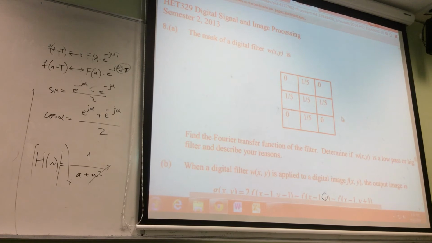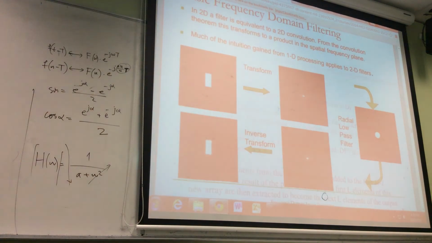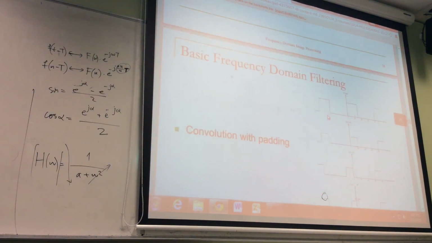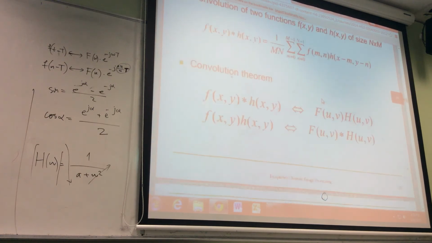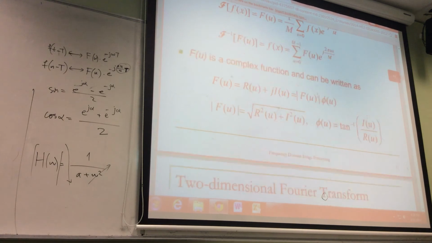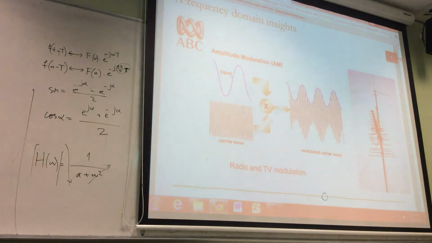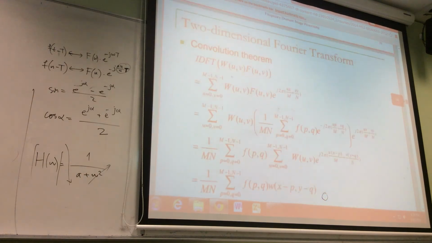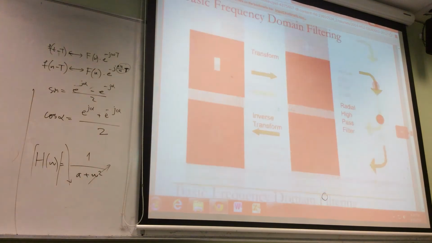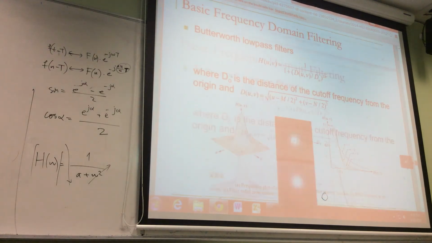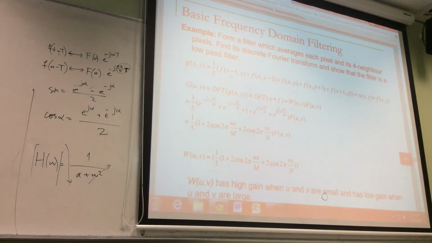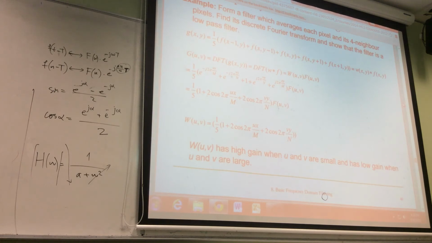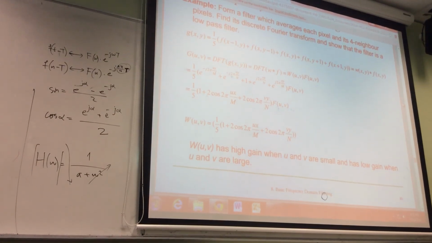Find the Fourier transfer function of the filter, determine whether it is low pass or high pass, and describe your reason. This is actually the one that we just did. It's exactly the same. We don't know if it's low or high. It's exactly the same as before. Yes, it's low pass. So you copy exactly this and put it in there.